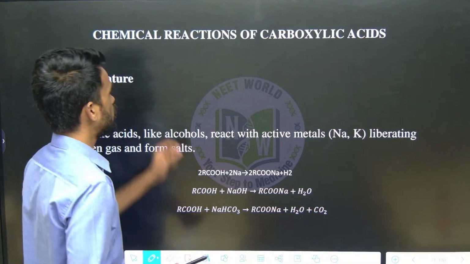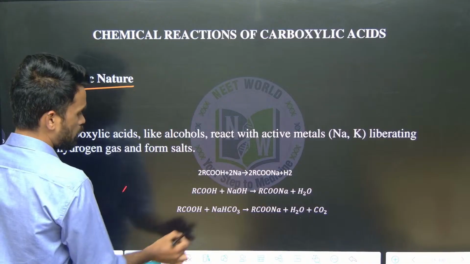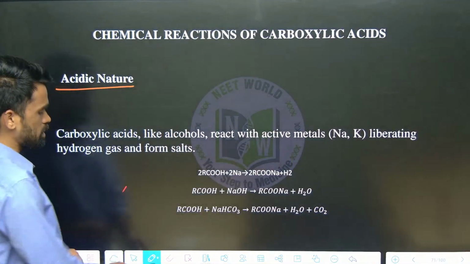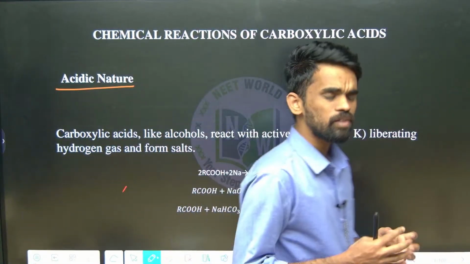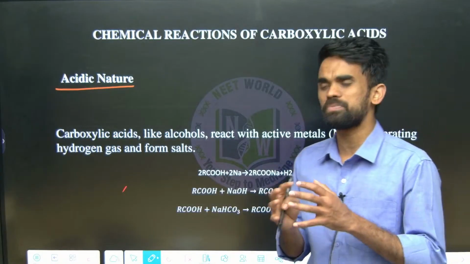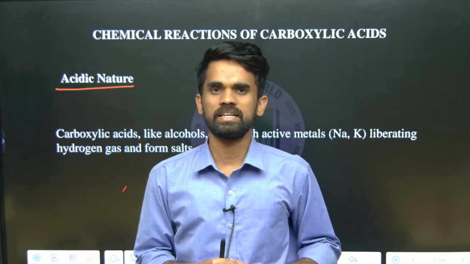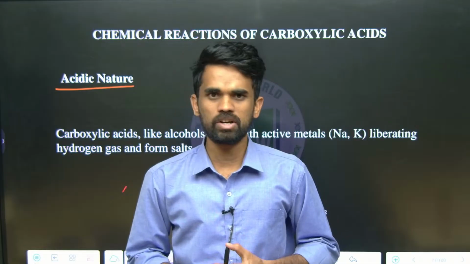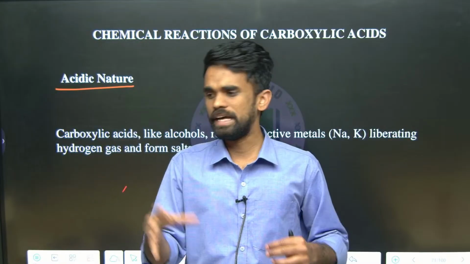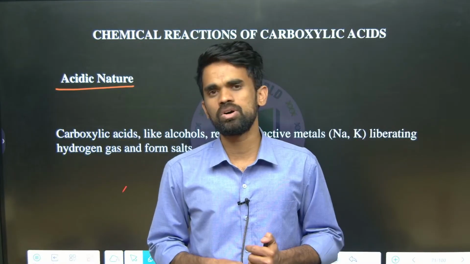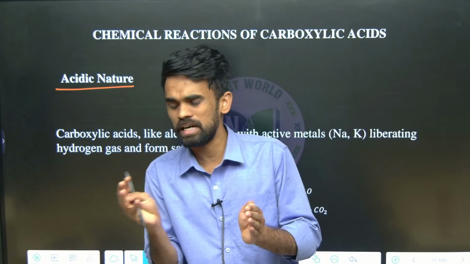So now, one of the important properties of carboxylic acids is the chemical property. How can we explain this? It is very easy. See, whichever organic acid you take, those are generally considered to be weak acids. When I compare with inorganic acids, organic acids are weakly acidic. For example, I am comparing acetic acid with HCl. HCl is an inorganic acid, whereas acetic acid is a carboxylic acid.